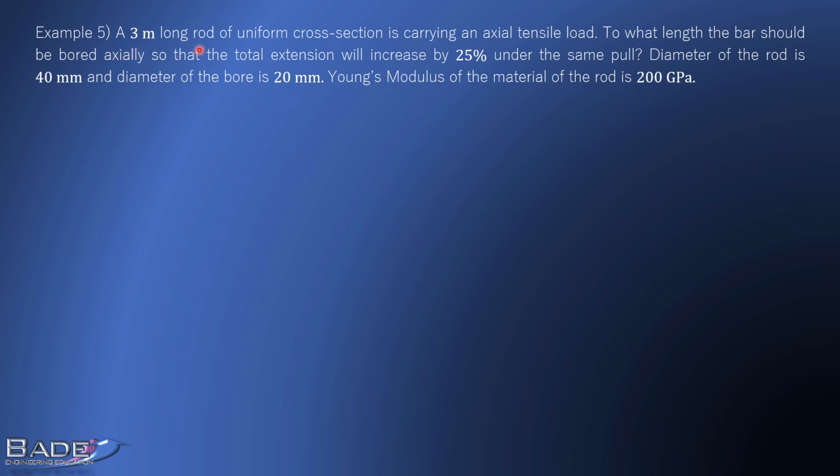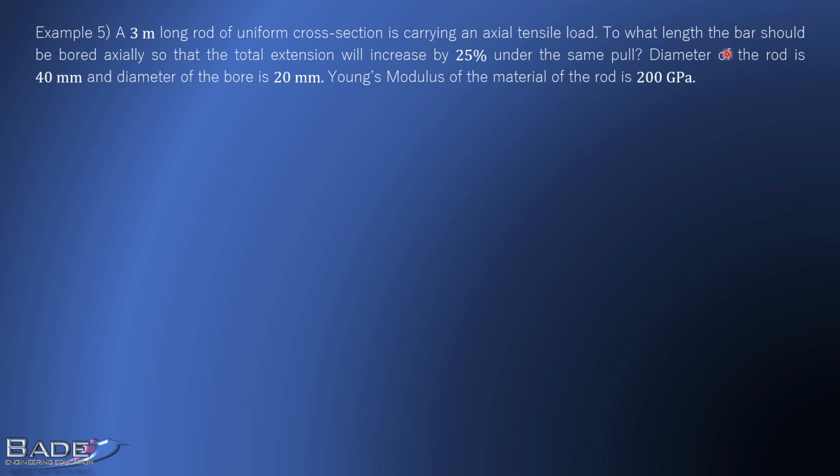A 3-meter long rod of uniform cross section is carrying an axial tensile load. To what length the bar should be bored axially? Boring is drilling a hole. So in this case, a hole is to be drilled in the bar along its axis.